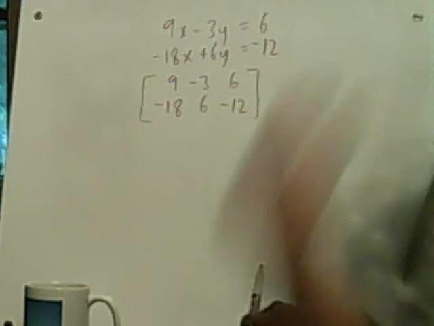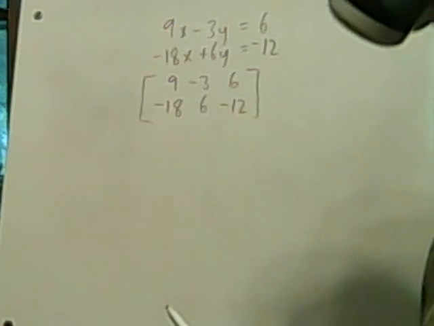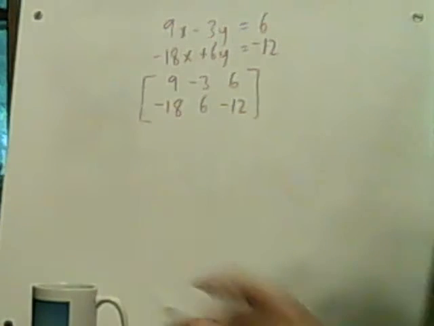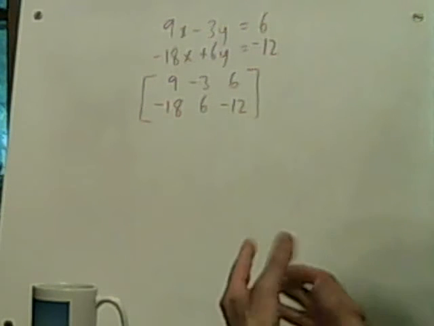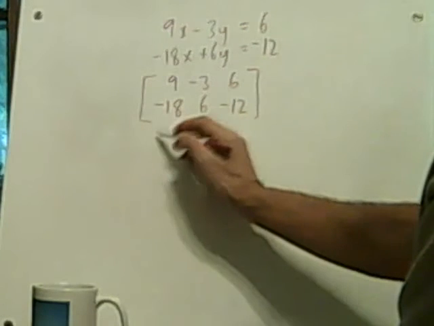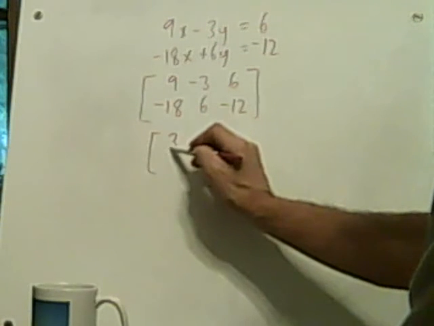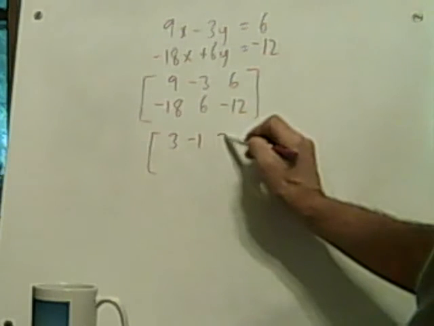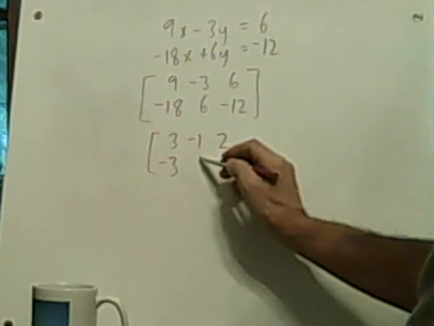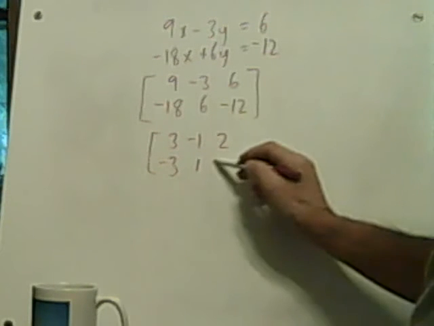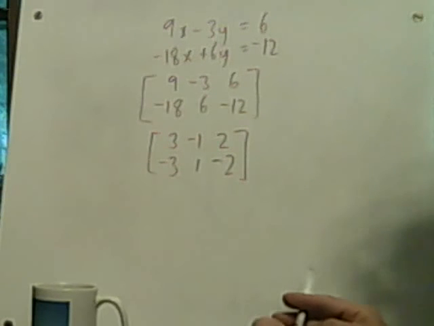Well, let's see. I don't see any immediate way. Well, there's a lot of common factors going on. These equations are a little bit overly complicated. Let's divide the first one by 3 and the next one by 6, okay? Just as a starter. This is going to be 3, -1, 2. Divide this second one by 6, and we're going to get -3, 1, and -2, okay? That makes it a little bit simpler.